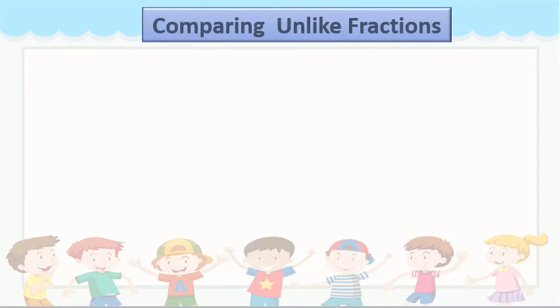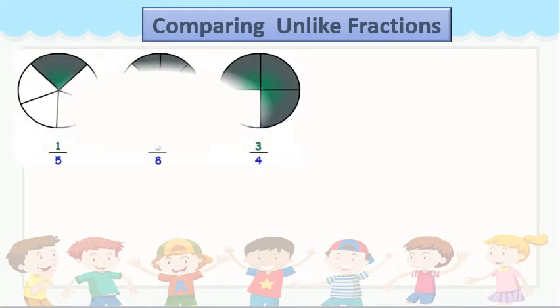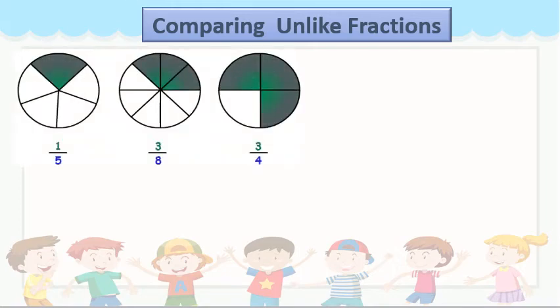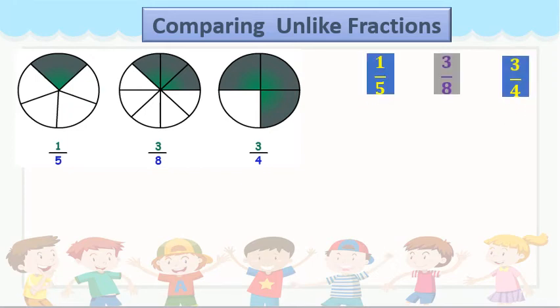Now here, comparing unlike fractions. Now we just went through comparing like fractions. Here we will compare unlike fractions. See, three fractions are given: 1 upon 5, 3 upon 8 and 3 upon 4. I will write here once again. Okay, now the first thing is to take out the multiples of the denominators.